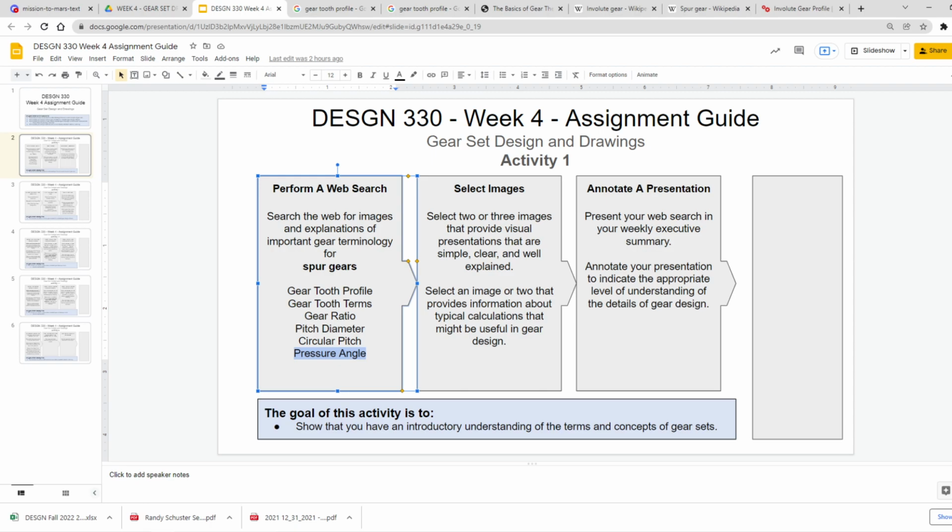And annotate them so that you can show an appropriate level of understanding. At minimum, you should be able to identify what these are and state it in other words. What is the gear tooth profile? It is the shape of a gear tooth. What is the gear ratio? It's the input gear number of teeth divided by the output gear number of teeth. So that's what I'd like you to do on Activity 1.